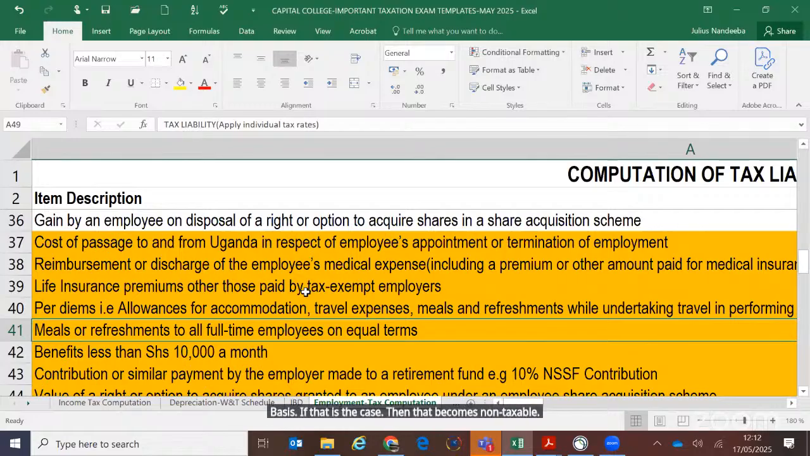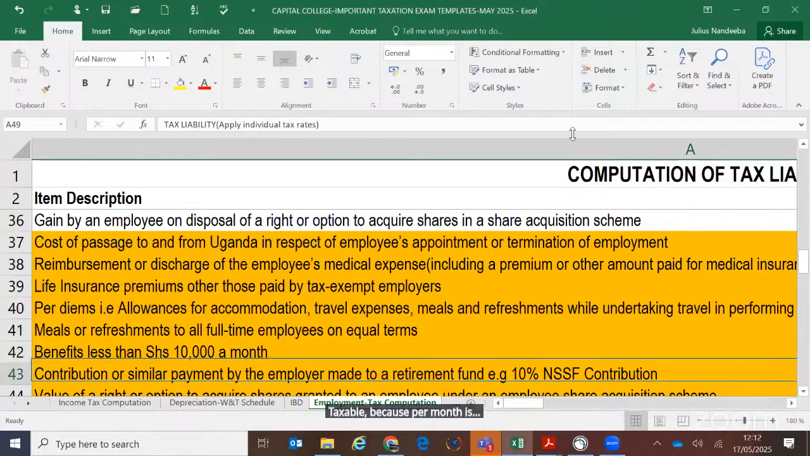The other benefit that is not taxable is a benefit that is less than 10,000 a month. If they gave you airtime of 5,000 per month, that cannot be taxable on you because the benefit is less than that. Do not multiply 5,000 by 12 and say, but now it has now become more than 10,000. Was it less than 10,000 per month? If the answer is yes, then it is still non-taxable because per month is non-taxable.